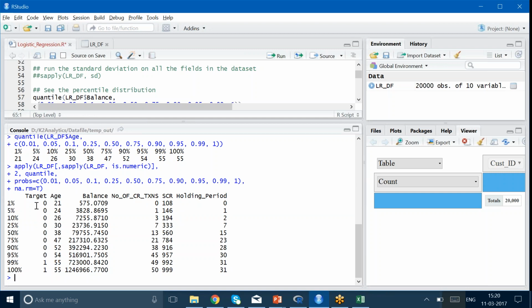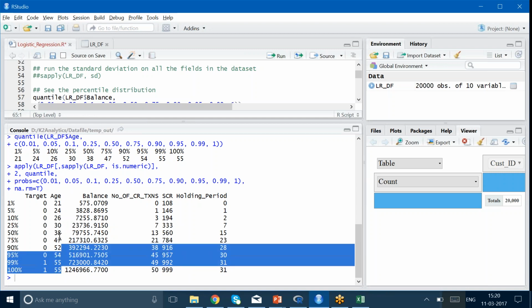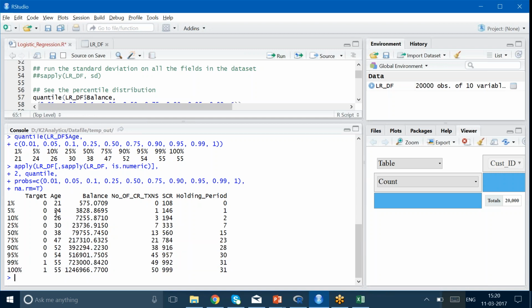When I see the age, I can see 21, 24, 26, 30, 38. So 38 is my median. Okay. 47, 52, 54, 55. So I don't see there is any outlier here.